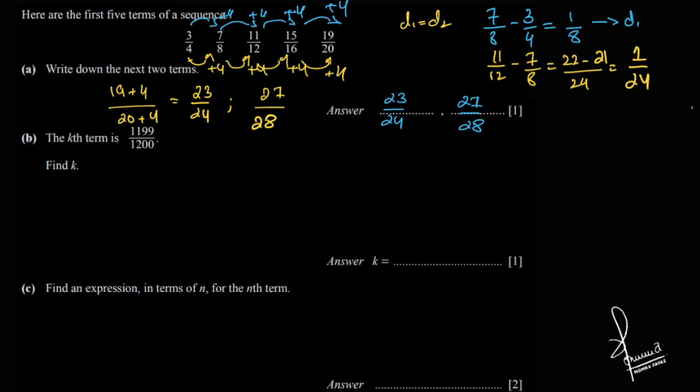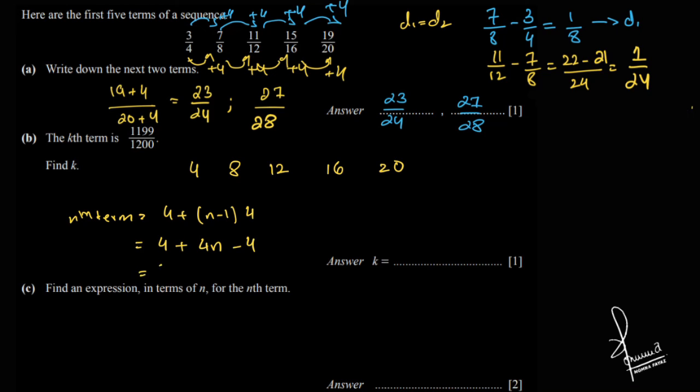Observe another pattern in the sequence. The numerator is 1 less than the denominator in all the terms. Here too, when you look at the second part, it's 1199 and the denominator is 1200. So I pick any one progression, let's say I pick the denominator one, that is 4, 8, 12, 16, 20. When I find the nth term of the sequence, what will it be? 4 plus n minus 1 into common difference, which is 4. This is going to equal 4 plus 4n minus 4, which is going to equal 4n.